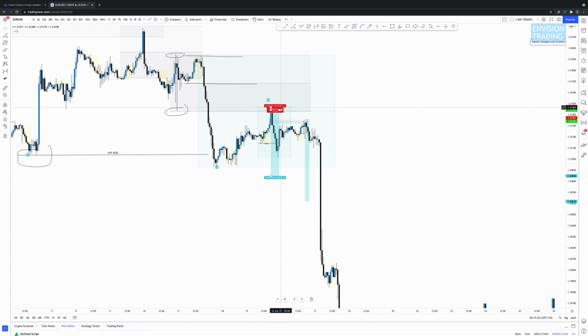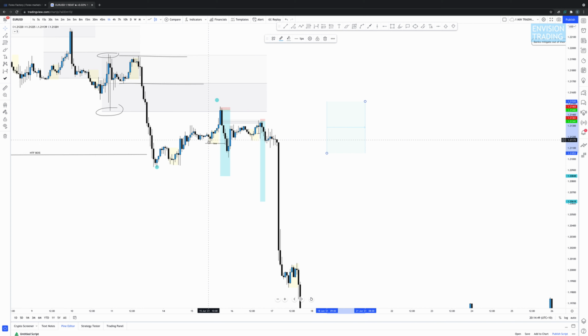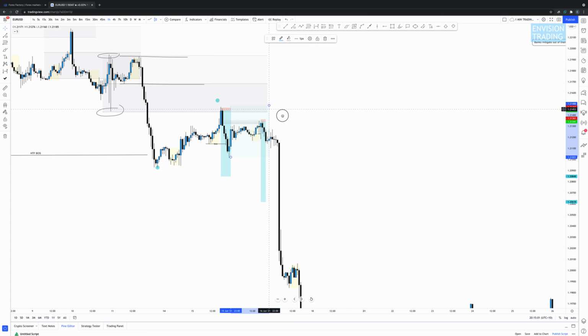Now let's zoom in and look at the exact same thing happen again right here. We get a break of structure to the downside. Same thing, pull back. Where do we pull back up into? Above the equilibrium to then sell again. And the entry is on a lower time frame.